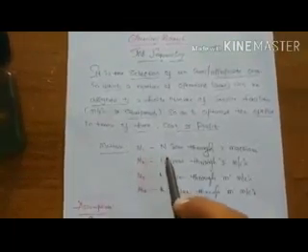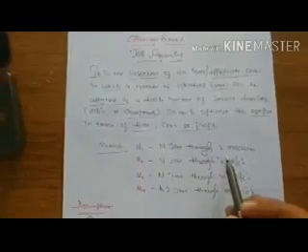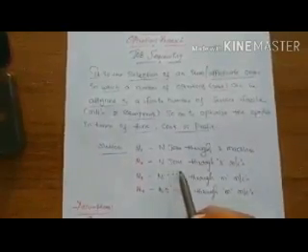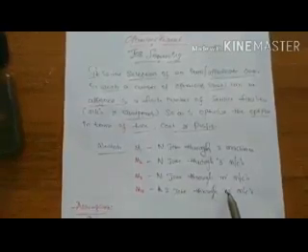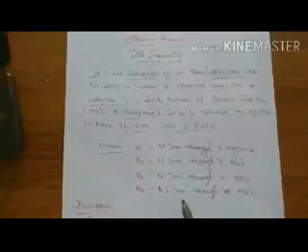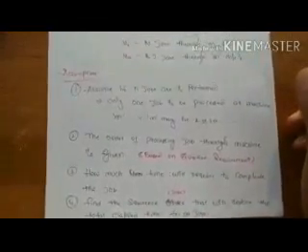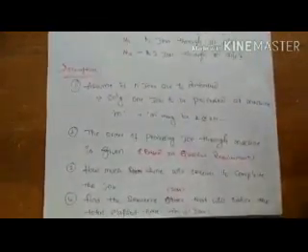The first one is n jobs through 2 machines. The second one is n jobs through 3 machines. The third one is n jobs through m machines. And the fourth one is 2 jobs through m machines. There are four assumptions we have to be cautious about while solving the problem.